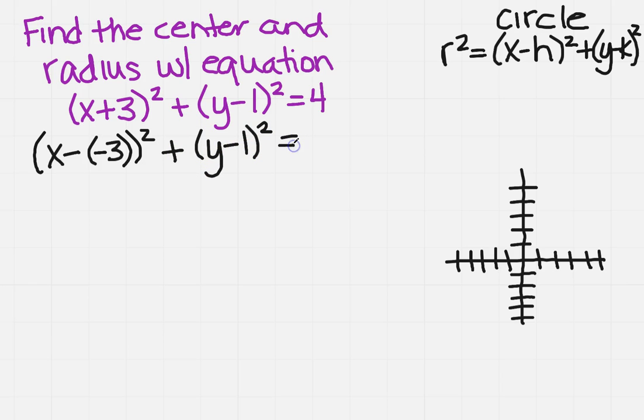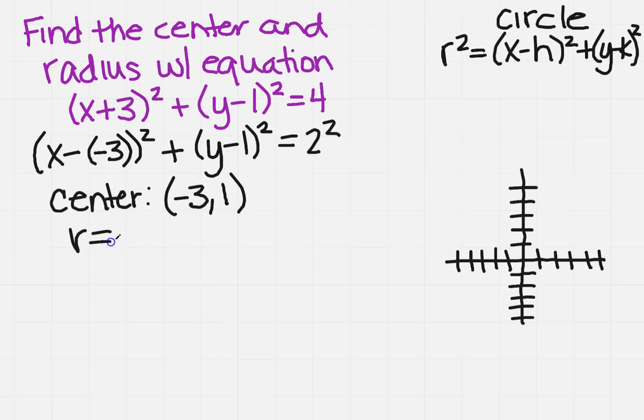Now for the radius, what squared gives me 4? Well, that's going to be 2, so I'm going to have 2 squared. So now looking at this, I know that my center is going to be h comma k. So h is minus 3, and k is 1. And then I know that my radius now is 2, because it's 2 squared.